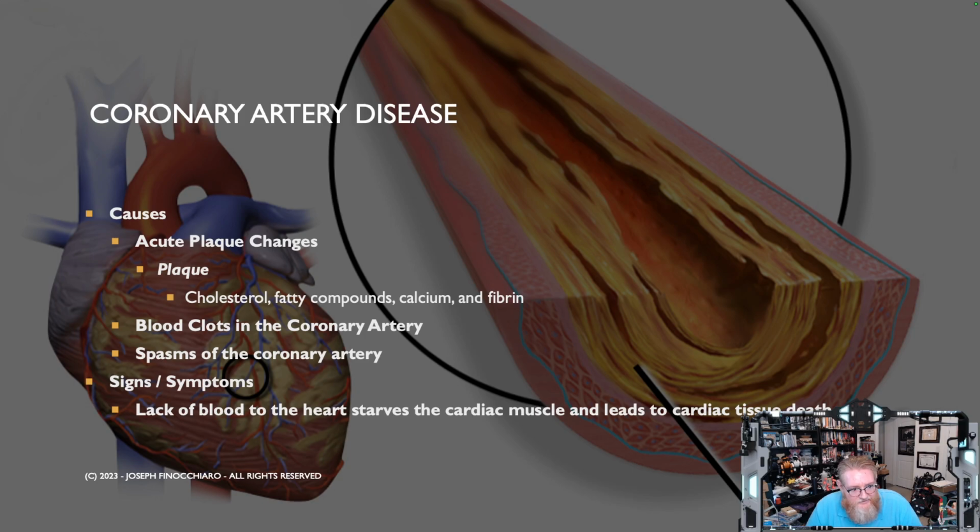Causes of coronary heart disease include acute plaque changes, blood clots in the coronary artery, and spasms of the coronary artery. Signs and symptoms of CAD are lack of blood to the heart, which starves the cardiac muscle and leads to cardiac tissue death.